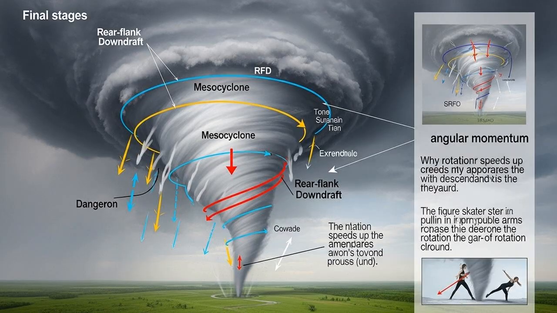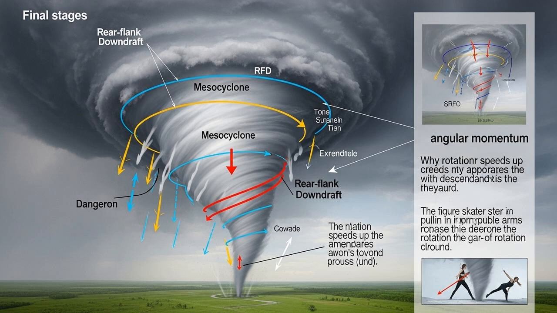But here's a critical point. Even with a powerful, spinning mesocyclone, a tornado is still not a guarantee. The final step, the transition from this broad rotation high in the cloud to a concentrated vortex on the ground, is the most complex and least understood part of the puzzle. Scientists believe a few things happen in this final violent stage.